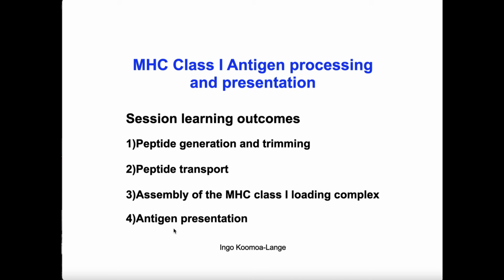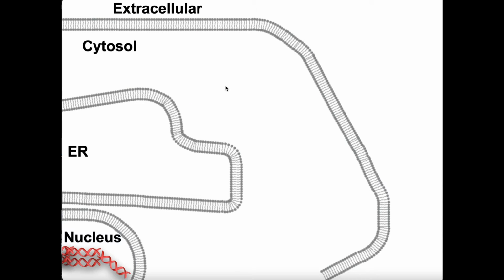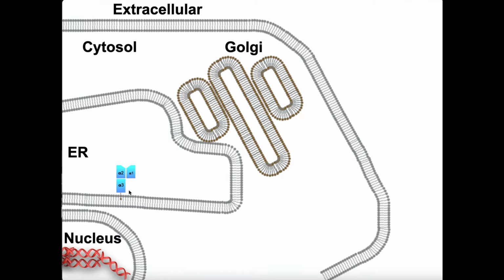Let's look at this process in greater detail. For this, we have our model cell shown with extracellular and intracellular compartments and some of the organelles that are participating in this process. So we already have our heavy chain that is membrane residing, expressed, and also our beta-2 microglobulin, which is soluble. All right, and so we have a cell that then is infected with either a bacteria or a virus. So bacteria could be Salmonella or also tuberculosis.